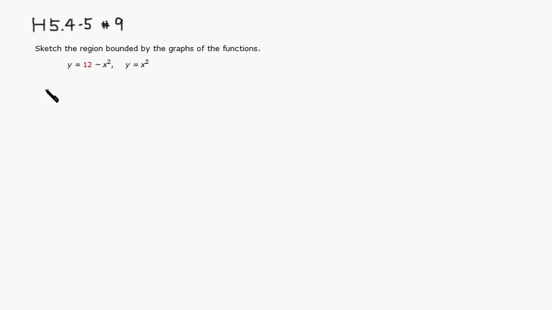So we set them equal to each other. So x squared is equal to 12 minus x squared, right? First I'm going to add x squared to both sides. So we get 2x squared is equal to 12. Then we can divide through by 2 so that we have x squared is equal to 6. Then we can take the square root of both sides so that we get x is equal to plus or minus square root of 6.